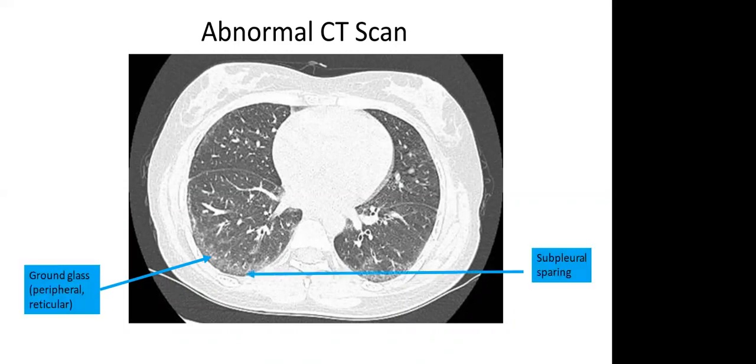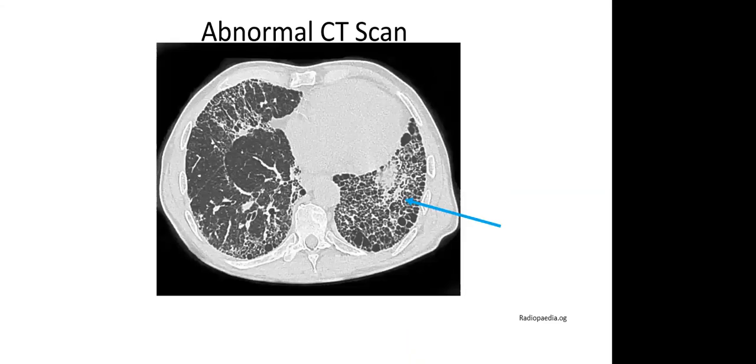And there is subpleural sparing here, meaning there's this little bit that's not affected just under the pleura. And sometimes that's commented on because it has a specific type of ILD that we might think about with that. So what's this then? Does not look like ground glass, right? There's not like a haziness over it. There's just major change to the architecture.